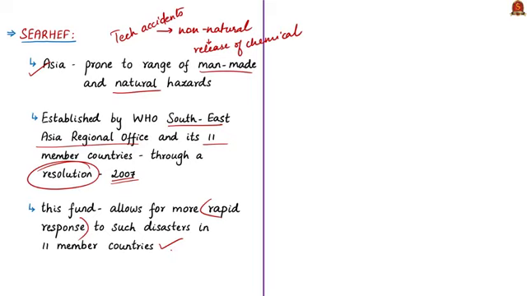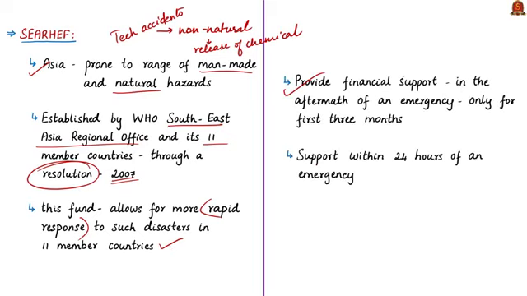Under this fund, financial support is provided only for the first 3 months from the onset of the emergency or disaster. The special feature about this fund is that the countries can obtain financial support from the fund within 24 hours of an emergency through the WHO country offices.